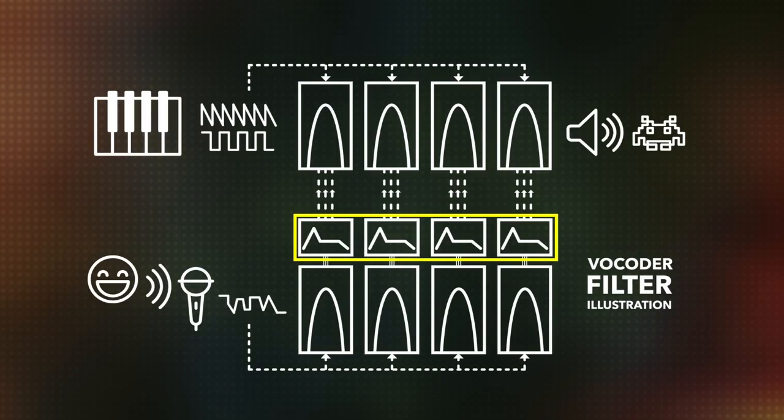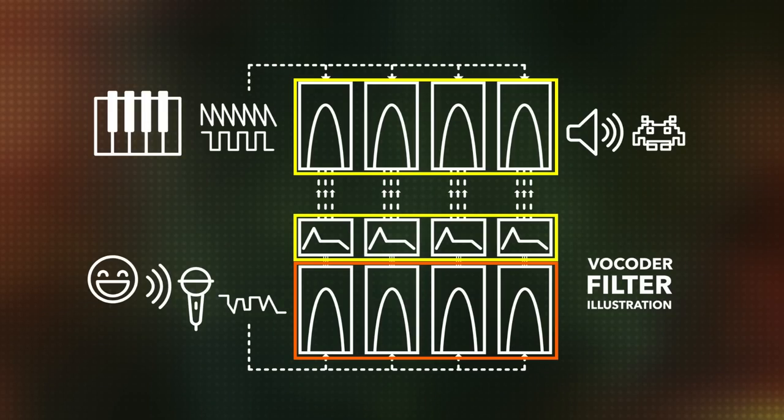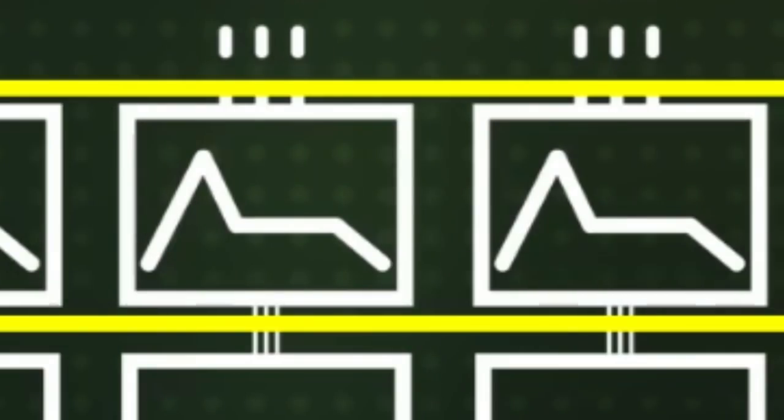It then creates a control signal that is being sent to the second bank of filters on the carrier side. And the control signal is telling the bandpass filters on the carrier side about the amplitude it's receiving from the filters on the modulator side. So what you get is the filter bank on the carrier side mimicking the frequency spectrum and each frequency's amplitude of the modulator side. It's basically mimicking your voice. I think that does it. Do you get it?